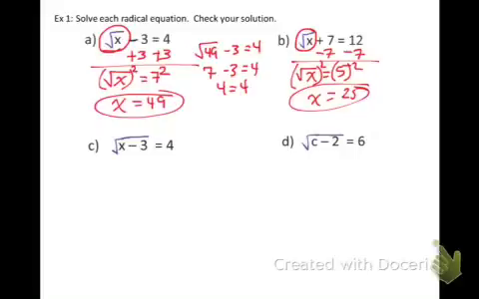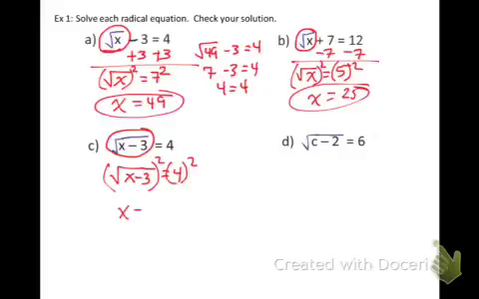Okay, C. This time you have more stuff inside the square root, but is there anything attached on the outside? Nothing, so it's all by itself. So now I have to get rid of the square root sign, and the best way to do it is to square it. So you have to square both sides. So now I have x minus 3 equals 16. And then I add 3.